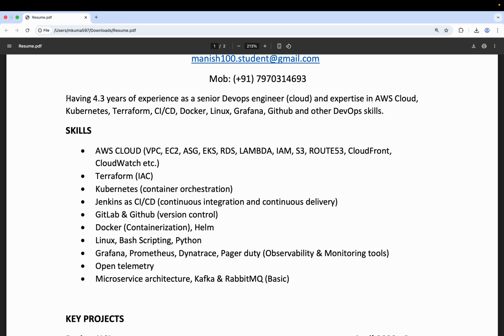For me, it's having 4.3 years of experience, although it's the previous one, but I have opened this resume just for your reference. So: having 4.3 years of experience as a senior DevOps engineer, cloud, and expertise in AWS cloud, Kubernetes, Terraform, CI/CD, Docker, Linux, Grafana, GitHub, and other DevOps skills. You can mention many more, but just go with a simple one.